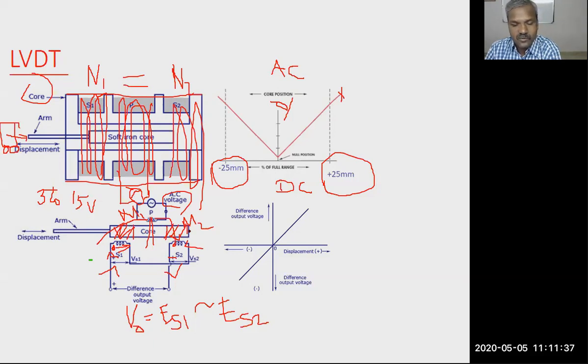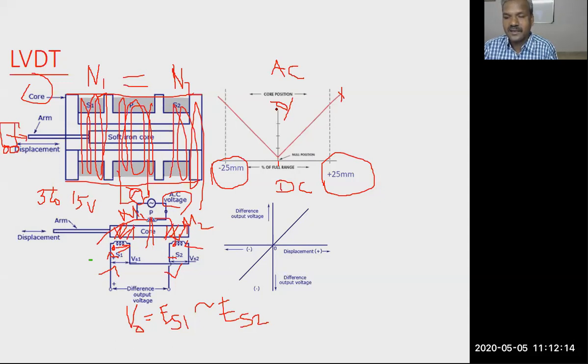This moves from up to this. This displacement is 25 mm on this side, 25 mm on the other side. Total distance is 5 centimeters, that is 2.5 plus or minus. When the core is in the middle, equal EMF is induced on both secondaries, so we will get 0. This position, when the core is in the middle, is called the null position. But practically we may not get 0 output here.